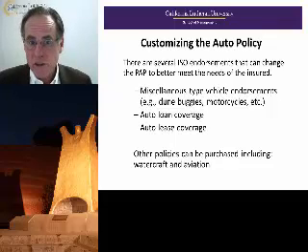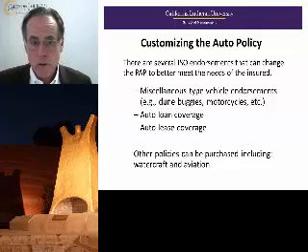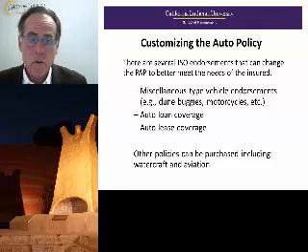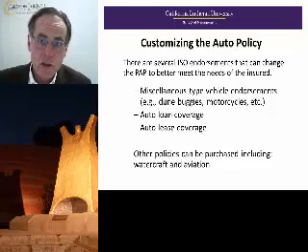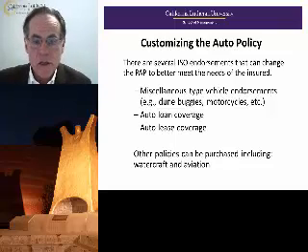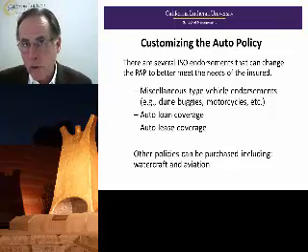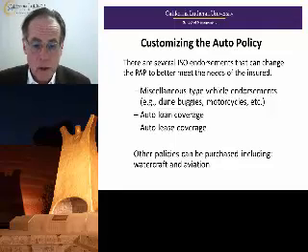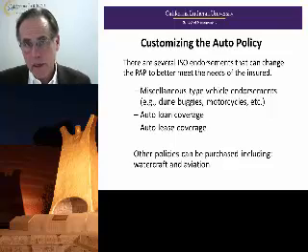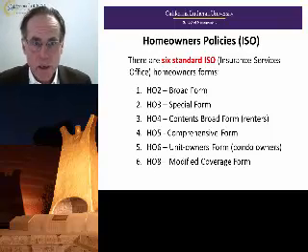And there are several endorsements that can be added. Some of those are, for example, miscellaneous type vehicle endorsements, dune buggies, motorcycles, items that are not covered under the standard policy, auto loan coverage, auto lease coverage, and in addition to that, other policies could be purchased to cover things like watercraft and aviation. So the idea is to make sure that you have comprehensive coverage in these areas.